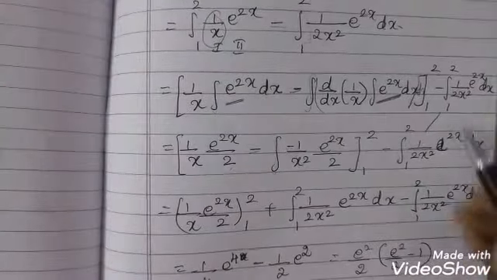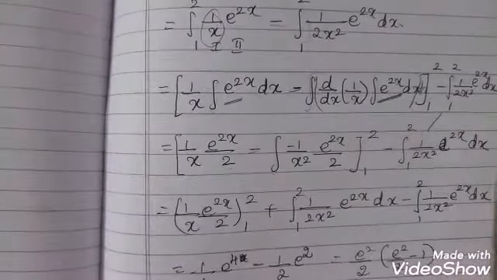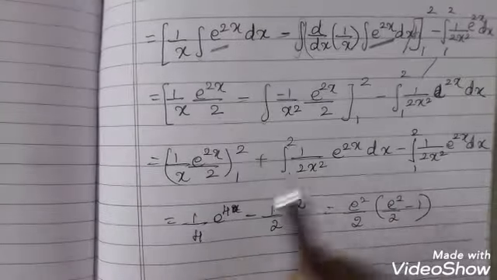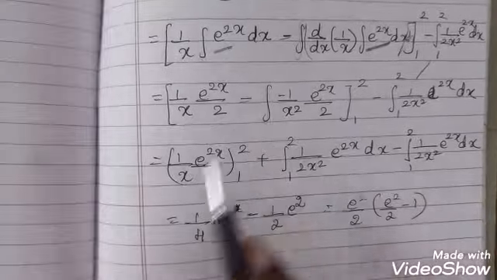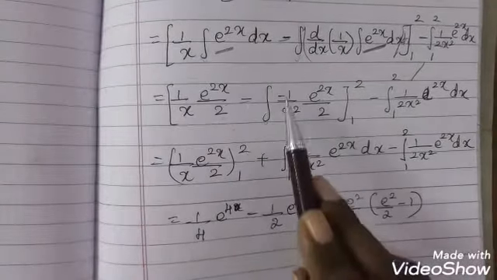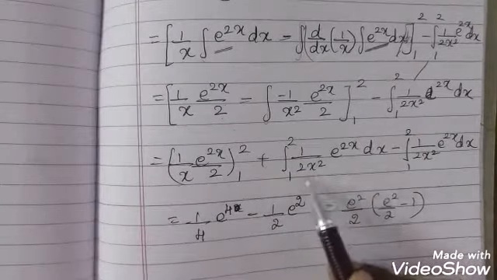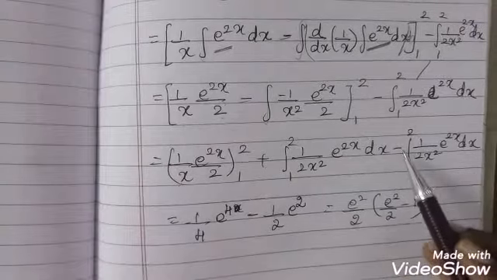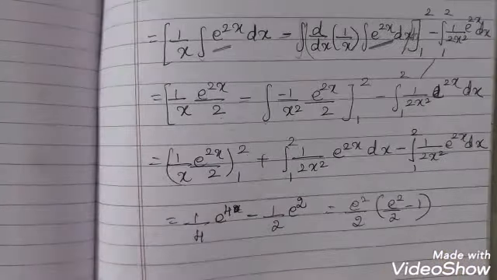I have written it as it is; this is not integration here, it's the original integral, the second integrand, just written as it is. Now I am going to apply the limit only for this, so I'll write this as 1 to 2. So it's (1/x)(e^(2x)/2) over the limit 1 to 2. Minus into minus is plus: the integral from 1 to 2 of (1/(2x²)) e^(2x) dx, minus the integral from 1 to 2 of (1/(2x²)) e^(2x) dx.